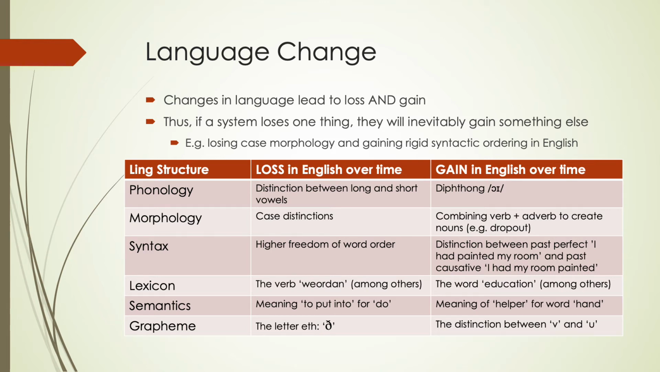With syntax, we used to have a freedom of word order. We could move things around more, and we don't really have that any longer. But we've gained a lot of tense and aspect distinctions that we didn't used to have in English. So we can make a distinction between the past perfect, I had painted my room, and a past causative, I had my room painted, where the words are the same, but the meaning and the interpretation would be different. And that's not something that we used to have in older forms of English.